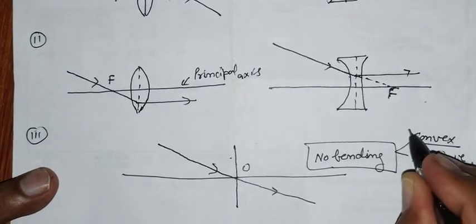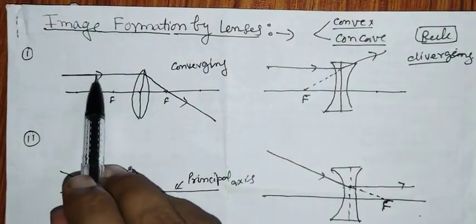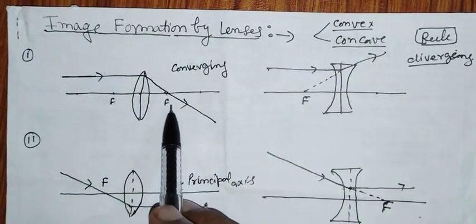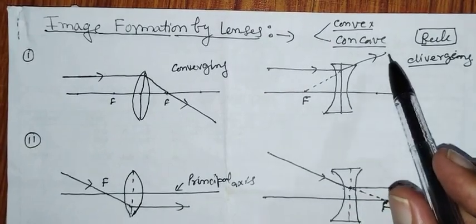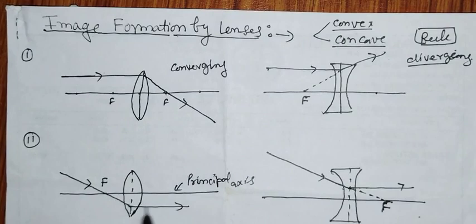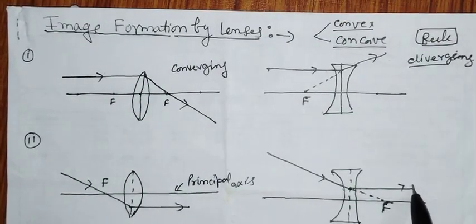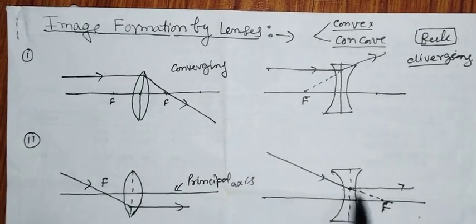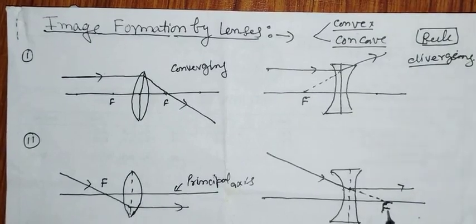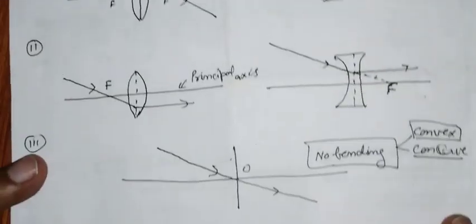So keeping these three rules in mind: a ray parallel to the principal axis passes through the focus in a convex lens, and seems to come from the focus in a concave lens. A ray passing through the focus becomes parallel to the principal axis. In a concave lens, if the ray is parallel to the principal axis after refraction, it seems to meet at the focus. And any ray that passes through the optical center is undeviated.